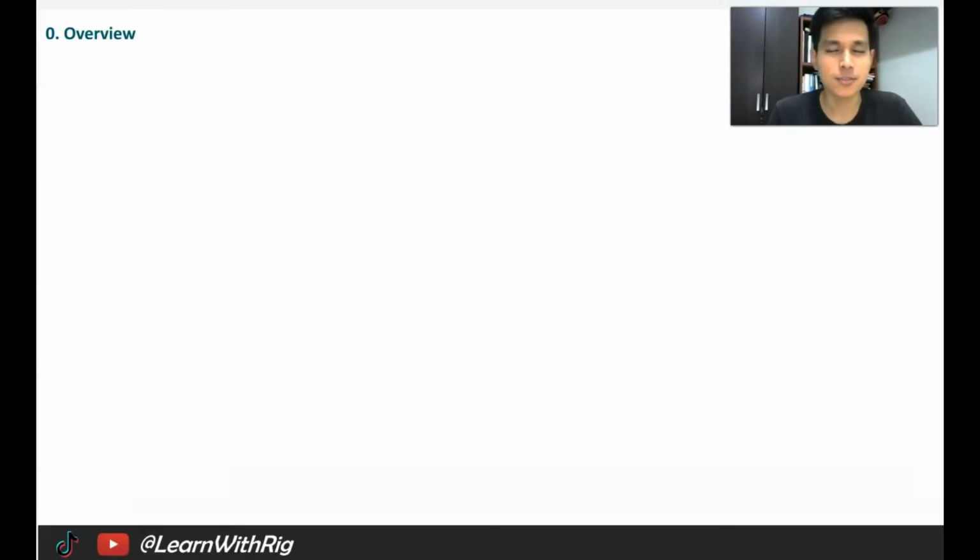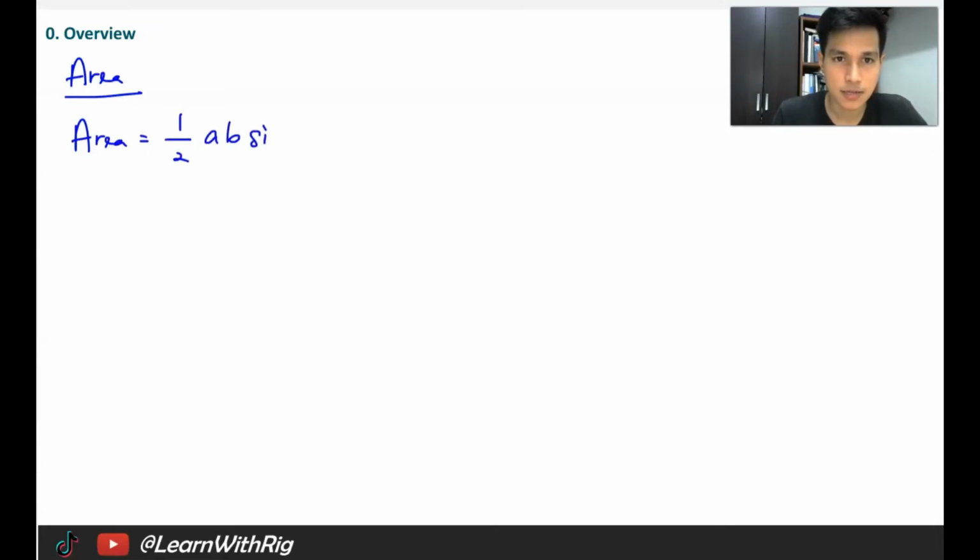For this chapter, there are two main formulas that you have to know. Okay, to find area, there's only two main formulas. The first formula is this: area equals 1 over 2 AB sine C. Now, where is A, where is B, and where is C? Imagine you got a triangle here. Okay, if you're taking this angle, let's say this angle C.